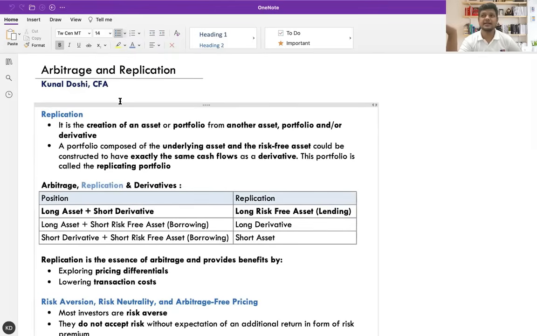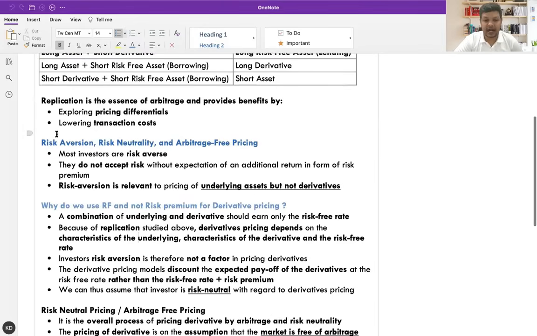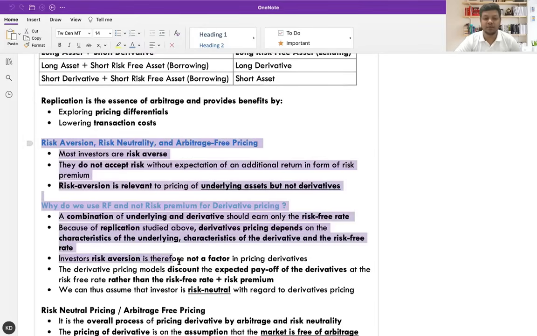Well, I've been discussing that because derivatives assume the investors are risk averse. No, they assume investors are risk neutral. Equities, the underlying asset, assume that investors are risk averse. Therefore, they expect a risk premium also. But derivatives don't believe in that. Derivatives believe in hedging. Hedging means you will get a risk-free return, fully risk-free rate.